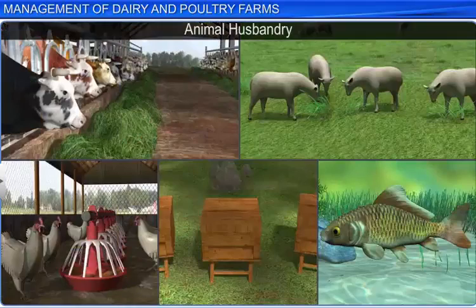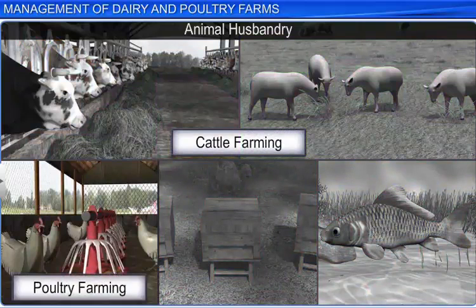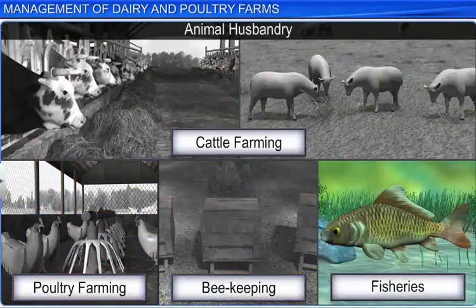Animal husbandry refers to the practice of breeding and rearing livestock that are useful to human beings, and includes cattle or dairy farming, poultry farming, beekeeping, and fisheries.